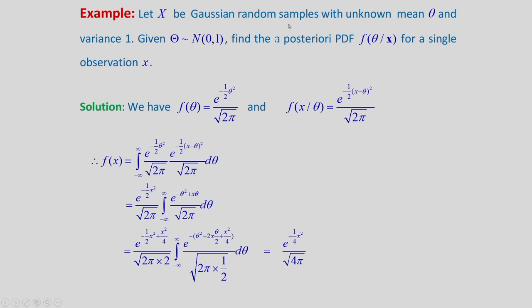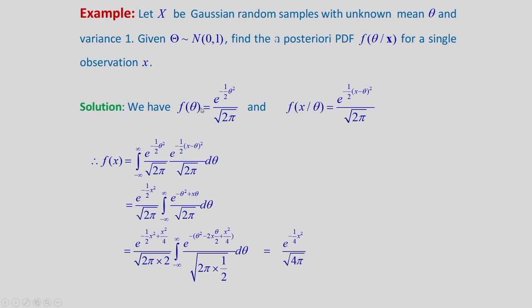Let x be Gaussian random samples with unknown mean theta and variance 1. Given theta distributed as normal 0, 1, find a posteriori PDF f theta given x for a single observation x. In this case, only one observation is there, and given that theta, that parameter, is distributed as a normal random variable with mean 0 and variance 1. So, let us solve this problem. We have to find the a posteriori PDF f of theta given x. Now, we have f theta, this is normal with mean 0 and variance 1.